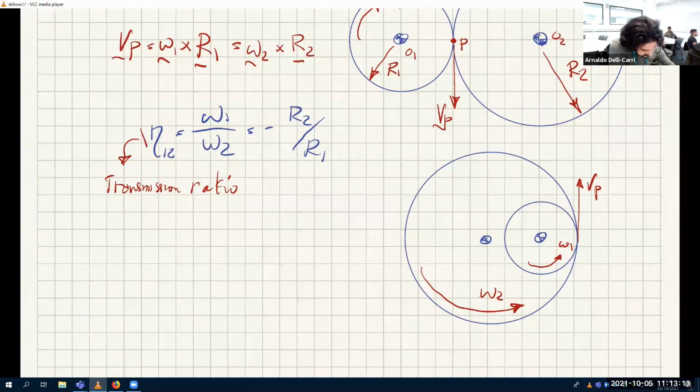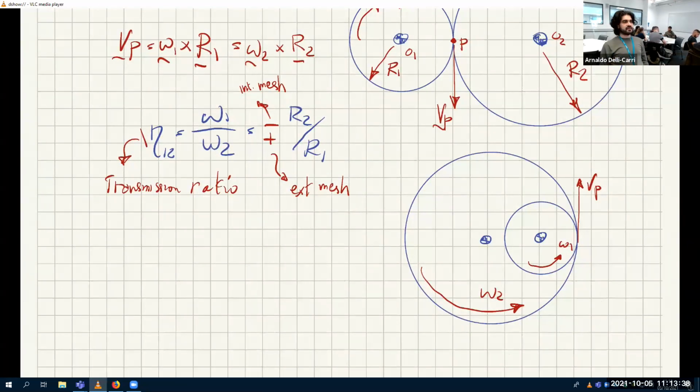So this can be, let's make it like this, negative or positive R2 over R1: negative for externally meshing gears, and positive for internally meshing gears. Okay. I think that's all you need.